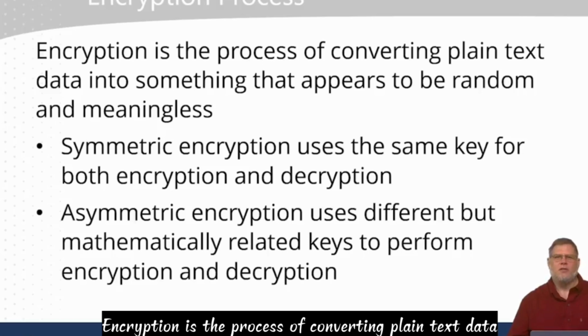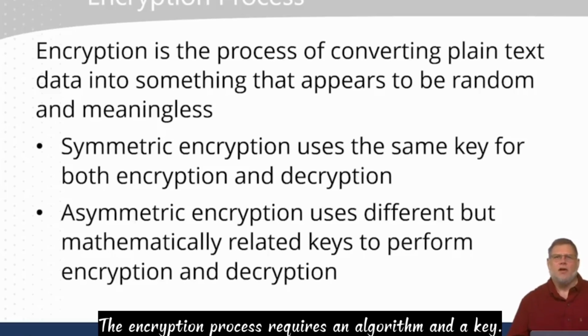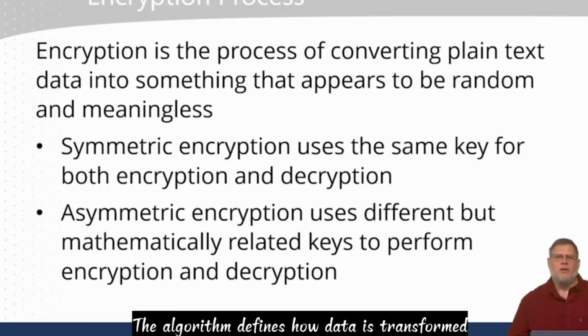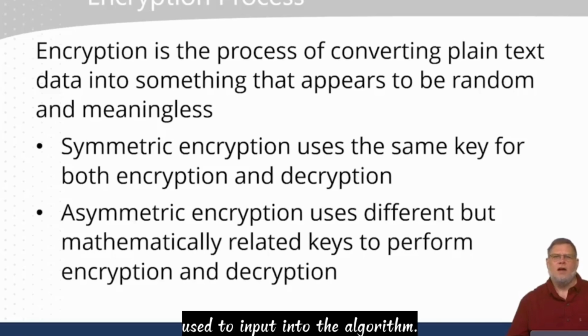Encryption is the process of converting plain text data into something that appears to be random and meaningless, ciphertext. The encryption process requires an algorithm and a key. The algorithm defines how data is transformed from plain text into ciphertext and back into plain text. A key is a random string of data used as input into the algorithm. All of the security of the process is contained within the key.